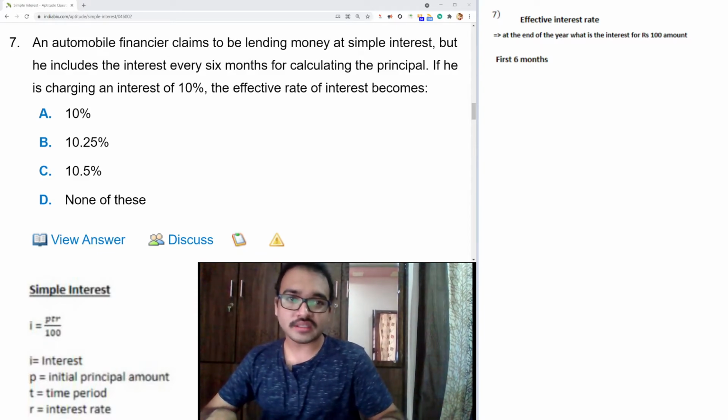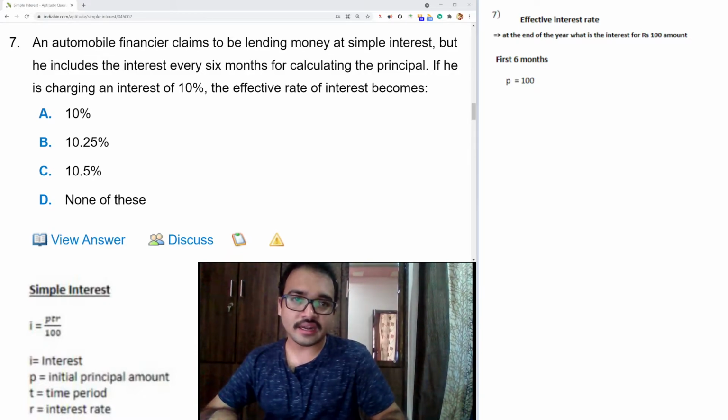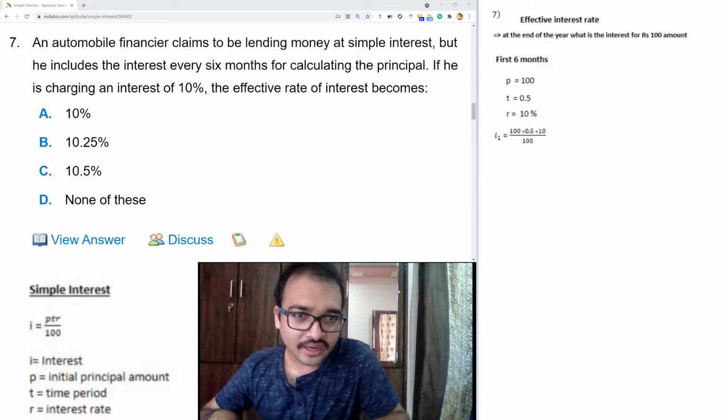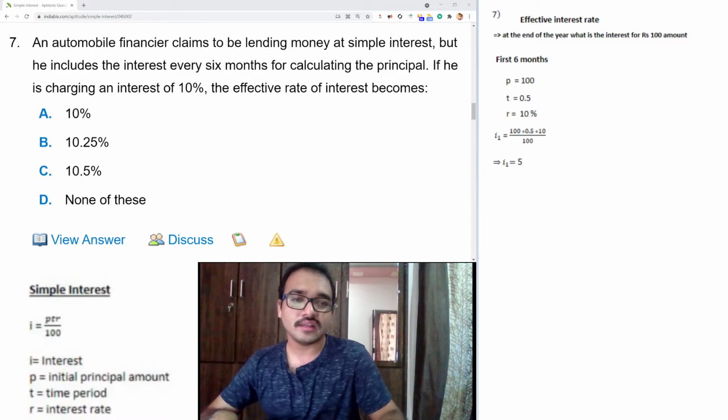For the first 6 months, we will find the interest. P is 100, time is 6 months, so 0.5 year. Rate of interest is 10%. Substitute in the formula I is equal to PTR by 100. I1 is equal to 100 into 0.5 into 10 by 100, which means I1 is equal to 5 rupees. We get 5 rupees interest at the end of the 6 months.